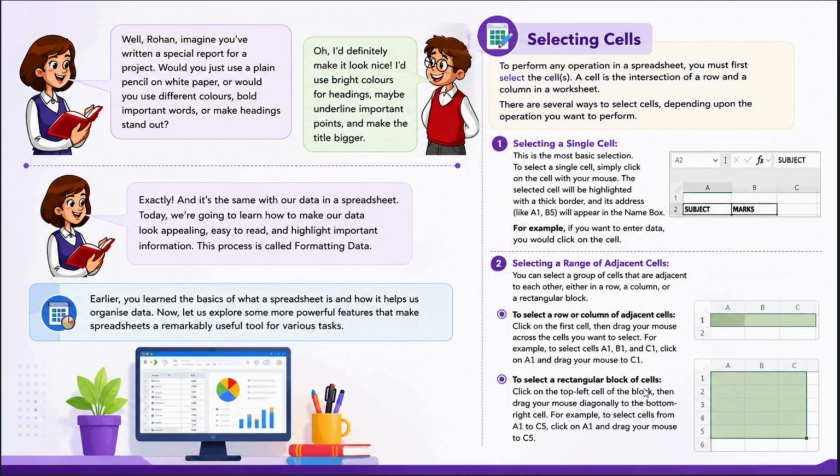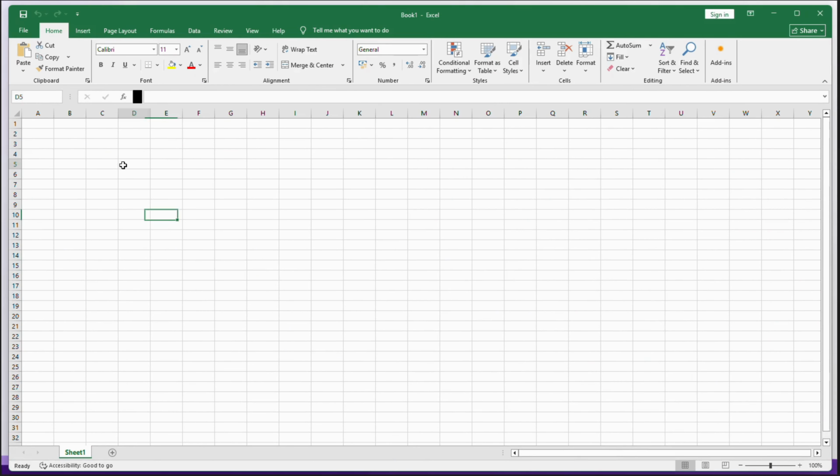Second is to select the rectangular block of cells. Click on the top left corner cell of the block, then drag your mouse diagonally to the bottom right cell. So over here I have my mouse. When I'm clicking on the cell and I'm just dragging it horizontally, it is selecting the adjacent cell, making this rectangular box. If I want to make a block of selection, so I can just move my mouse by clicking on the mouse button and dragging it diagonally. I'll be able to select the block of cell.